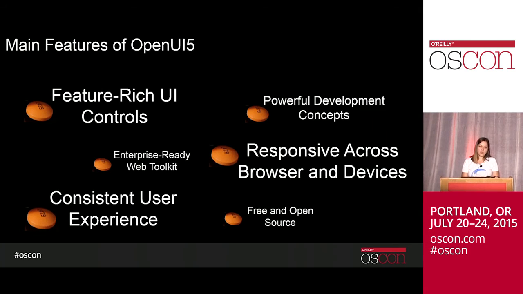There are more than 200 front-end controls inside this library. We have predefined layouts and application containers, which might be nice for some of you if you're developing business applications. It's enterprise ready, which means things like extensibility, internationalization, and accessibility, meaning keyboard handling, screen reader, and all these things are already taken care of in OpenUI5. We have a consistent user experience. We have powerful development concepts inside, like model view controller.